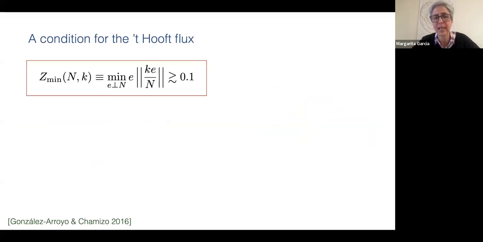So the question is basically, can we satisfy this condition for the 't Hooft flux in such a way that we are safe from these instabilities in all cases?